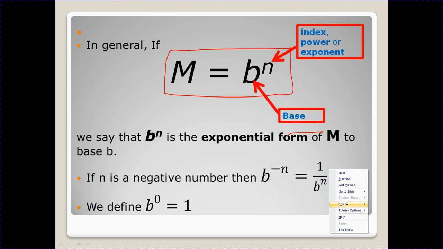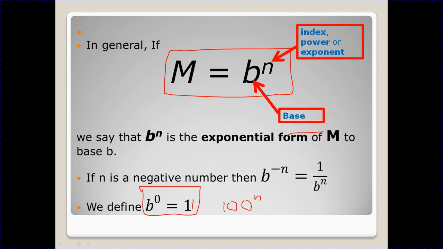Okay, let's continue. We also have another rule. If you have b to the power 0, it equals 1. Anything raised to the power 0 equals 1. Suppose that I have 100,000 to the power 0, it equals 1. So anything raised to the power 0 equals 1, except of course 0 to the power 0 does not equal 1.